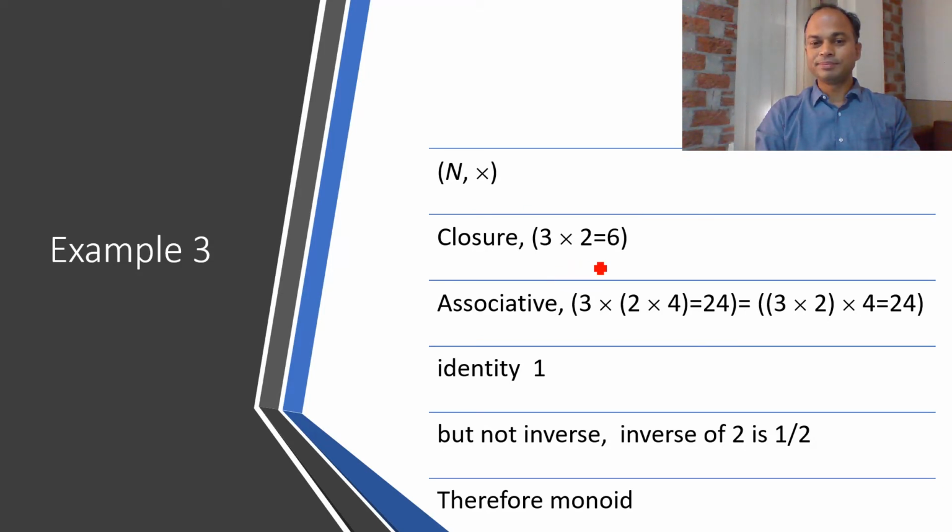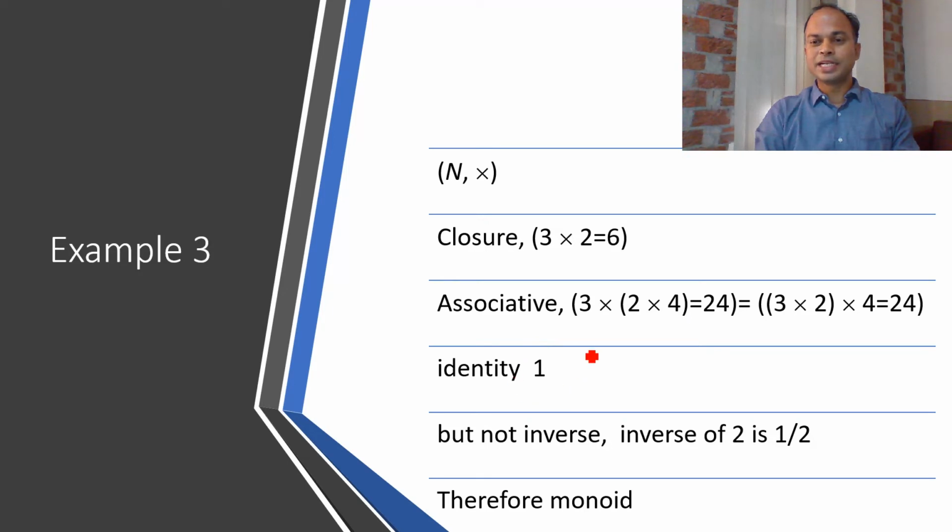If we apply multiply on two natural numbers, say 3 multiplied by 2, the result is 6. Further, we get a natural number. Therefore, closure property is satisfied. If we talk about the associative property, in both the cases the result is equal, because we are using the multiply operator. In both the cases, the product is 24. Therefore, associative property is true.